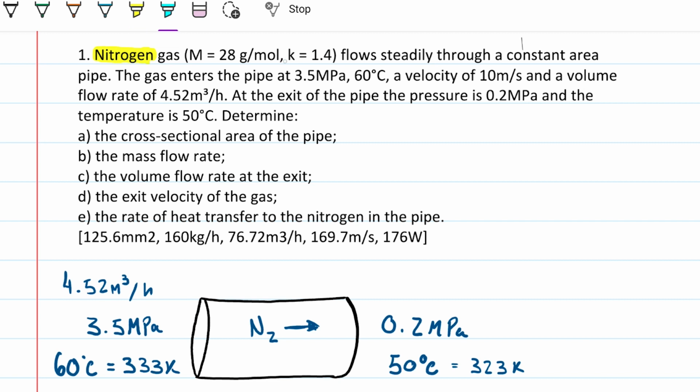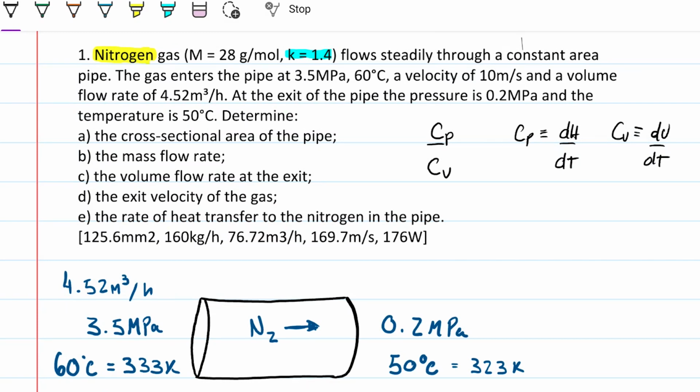Next up, K of 1.4. What is K? If you don't remember, K is actually the C sub P divided by the C sub V. And these guys, the definition is the way the enthalpy varies with temperature and the way the internal energy varies with temperature. Okay, just to remind you, definition.